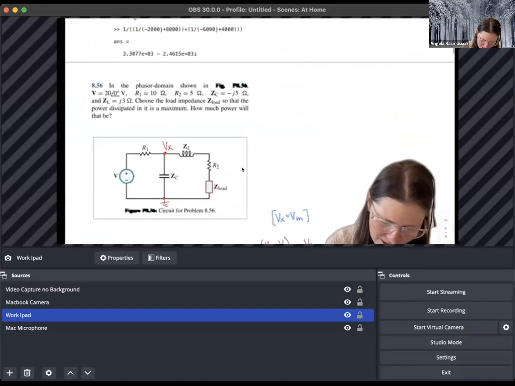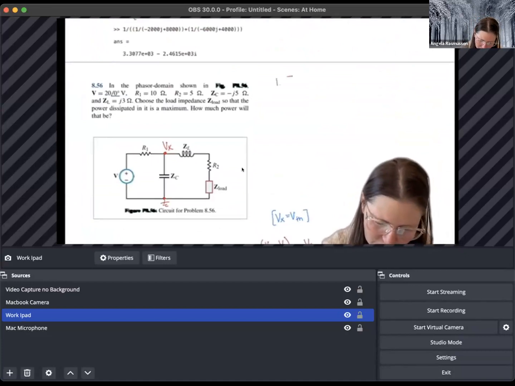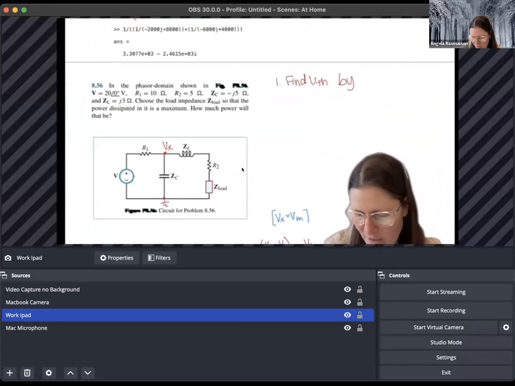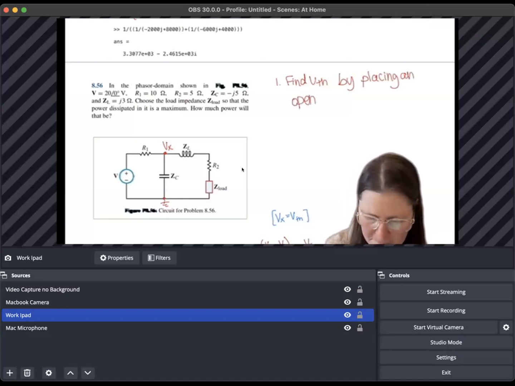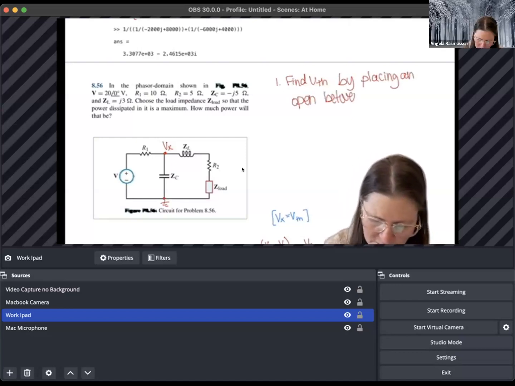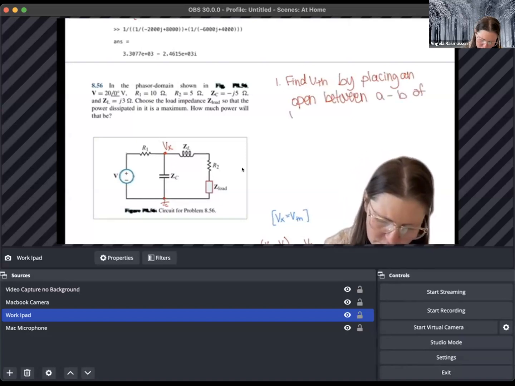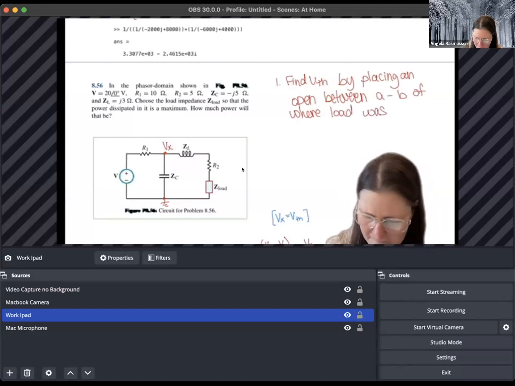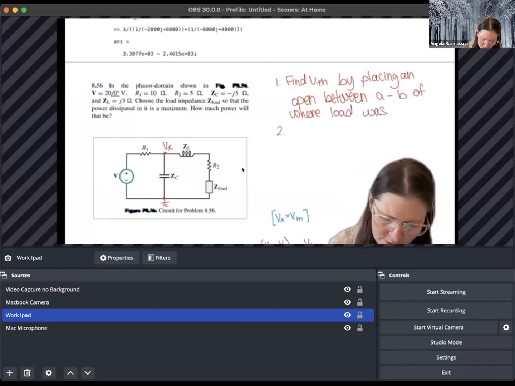Find a spot to write it. Okay, so step one is to find VTH by placing an open over the load, between A and B where the load was. And then step two is to find ZTH.